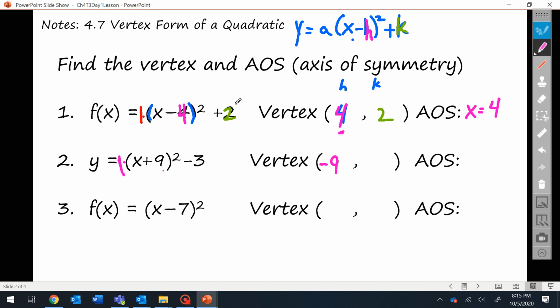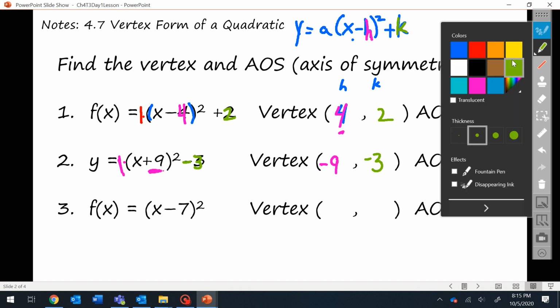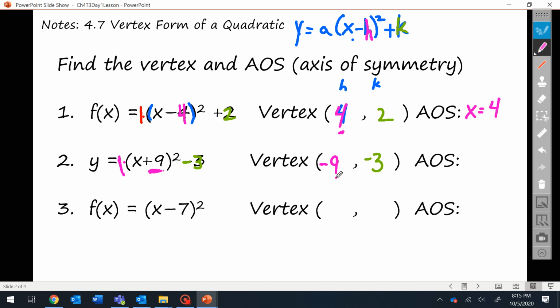Because in order to get plus 9, and we're subtracting the h, we'd have to subtract negative 9, because x minus negative 9 is x plus 9. So negative 9 is the h value, and then the k value is what's being added on the end here, and that's a negative 3. So the k value is negative 3. So the vertex is negative 9, negative 3, which means that the axis of symmetry is just this: x equals negative 9.